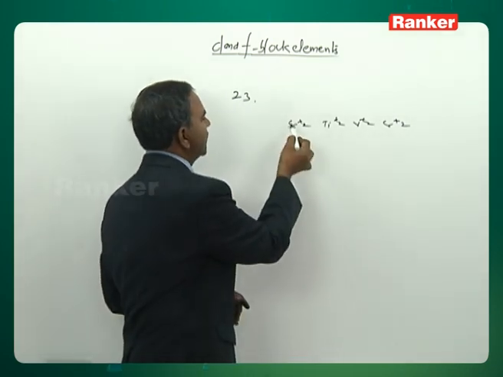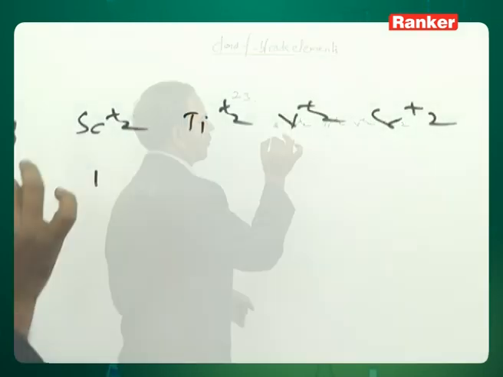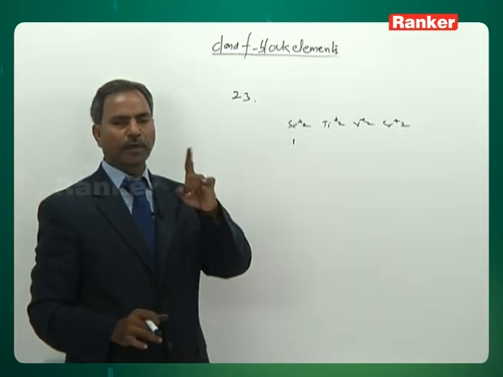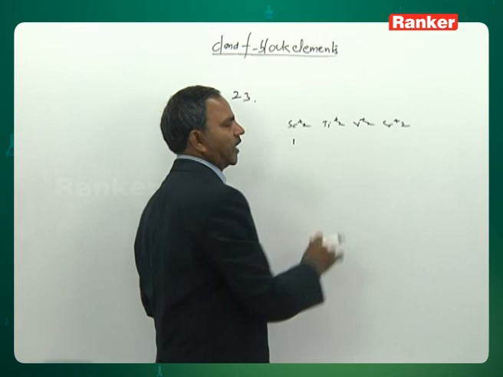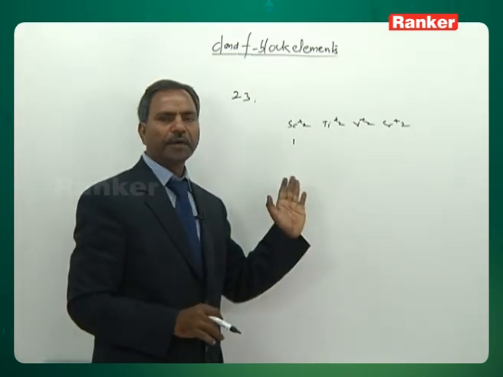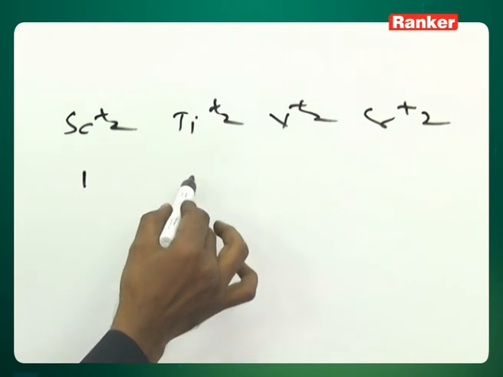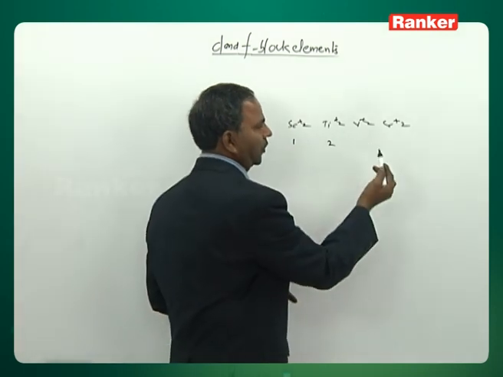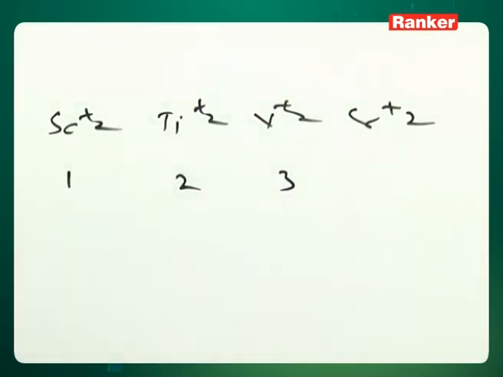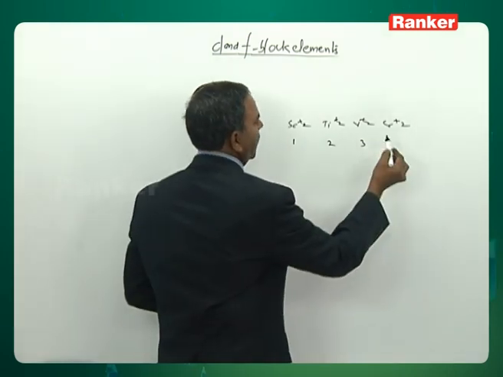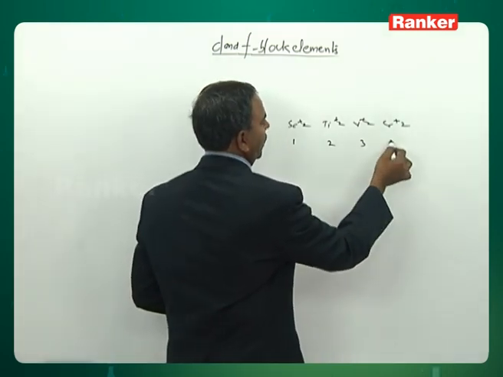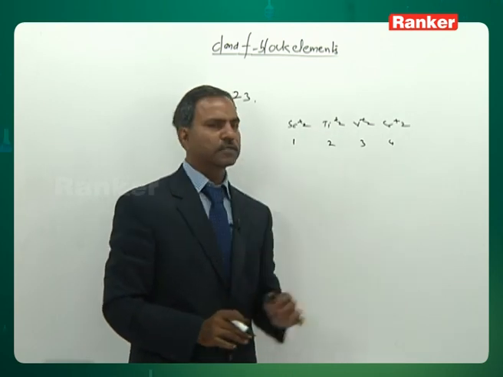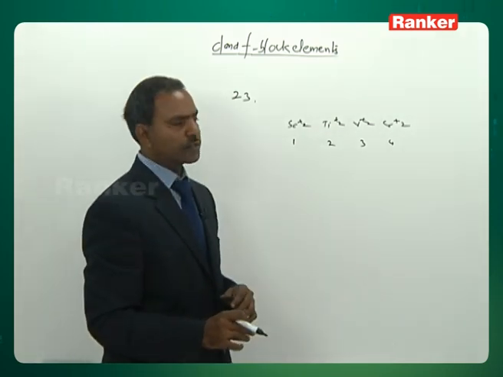Now, scandium plus 2 means number of unpaired electrons 1. How do you say? d1s2. Plus 2 means d1. Only 1 unpaired electron. Coming to titanium plus 2, we check. 22. d2s2. Plus 2 means 2 unpaired electrons. And again, vanadium plus 2. 23. d3s2. Plus 2 means 3 unpaired electrons. Coming to chromium, d5s1. Plus 2 means 4 unpaired electrons. So these are the numbers of unpaired electrons among these ions. Now you go for the options to see which option is correct.